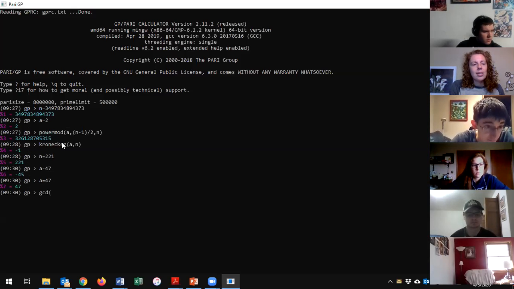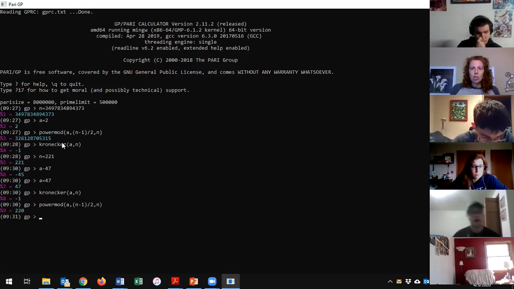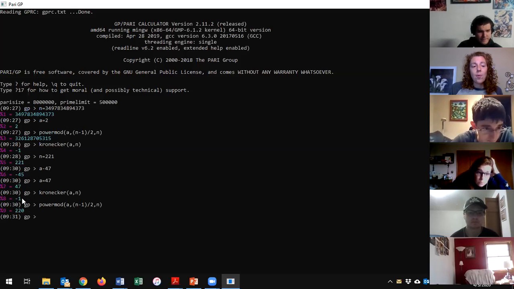So the first thing we'll do is the Kronecker symbol. The Jacobi symbol of a and n is equal to -1. And then I need to do my power mod again: a raised to the (n minus 1) over 2, mod n, and that's 220. Careful in this case. My Jacobi symbol is -1, and my other side is 220.